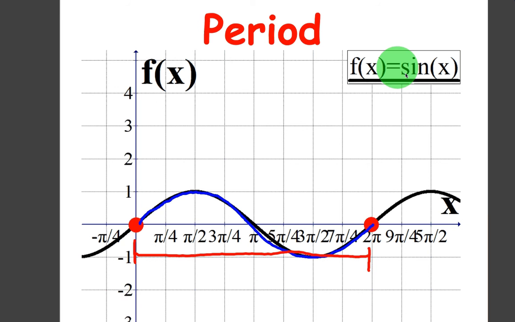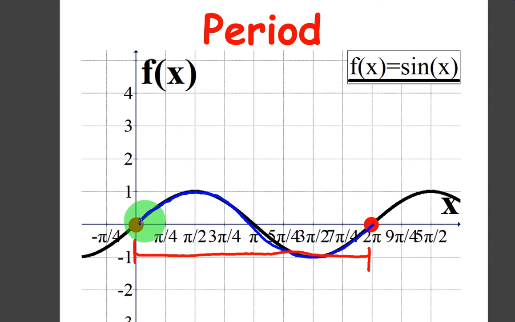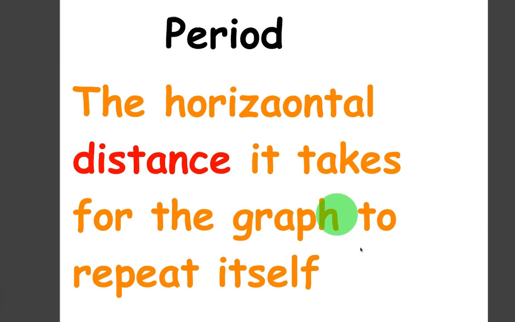Now let me ask you, what is the definition of period? Well, this is what I have. You might have come up with something else. It's the distance it takes for the graph to repeat itself. In each of these cases, it took this horizontal distance, and let me go ahead and put the word horizontal here. Okay, the horizontal distance it takes to repeat itself.